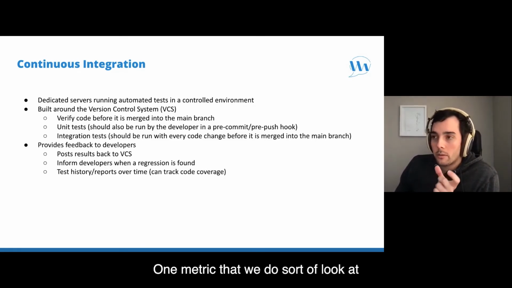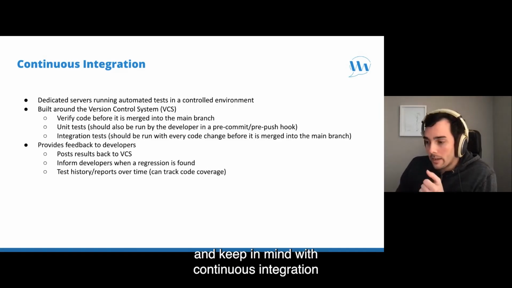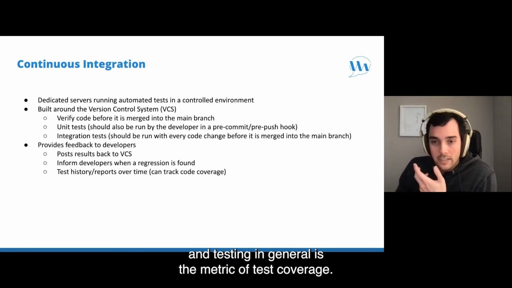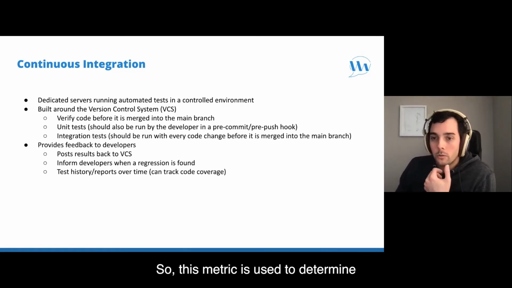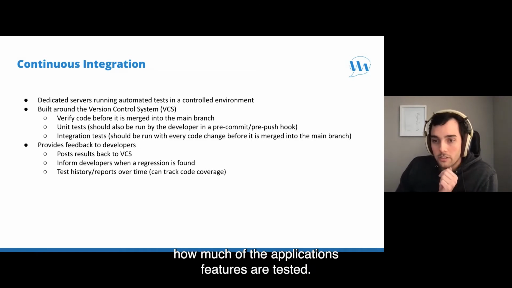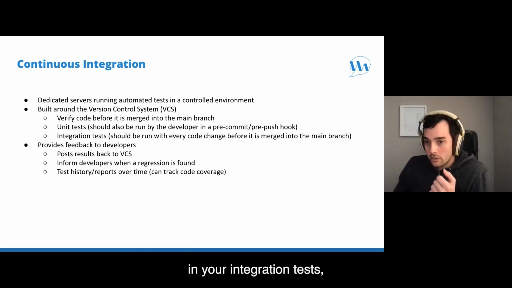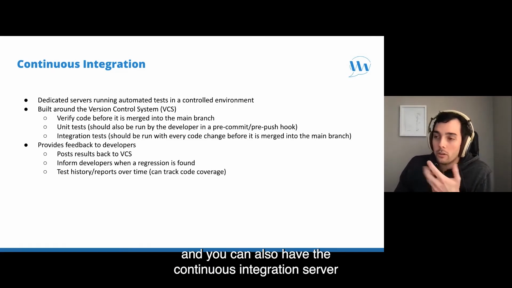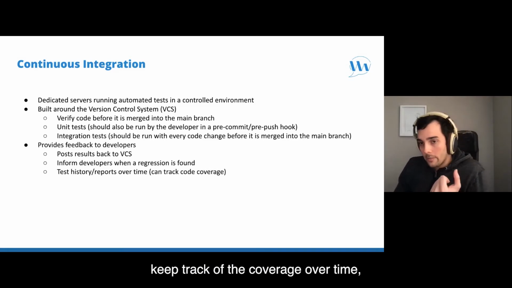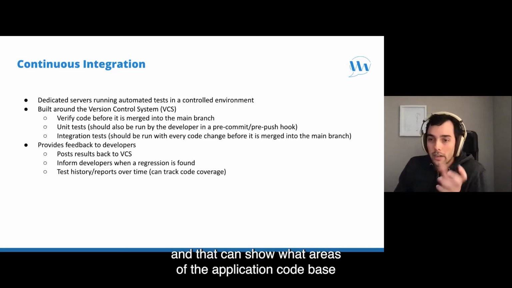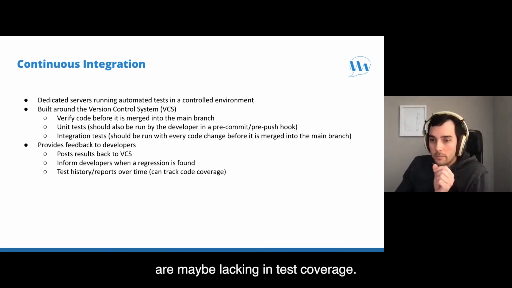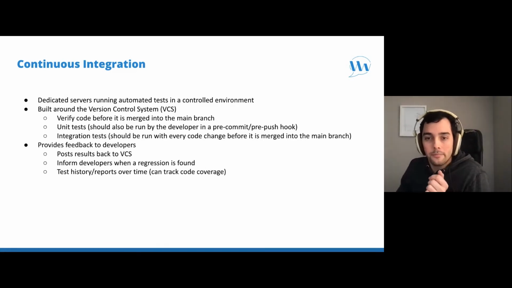One metric that we look at and keep in mind with continuous integration and testing in general is test coverage. This metric is used to determine how much of the application's features are tested. High test coverage leads to more confidence in your integration tests. You can also have the continuous integration server keep track of the coverage over time, and that can show what areas of the application code base are maybe lacking in test coverage.